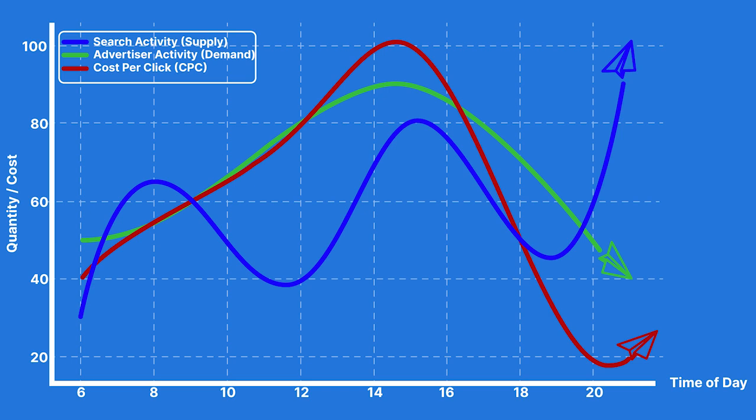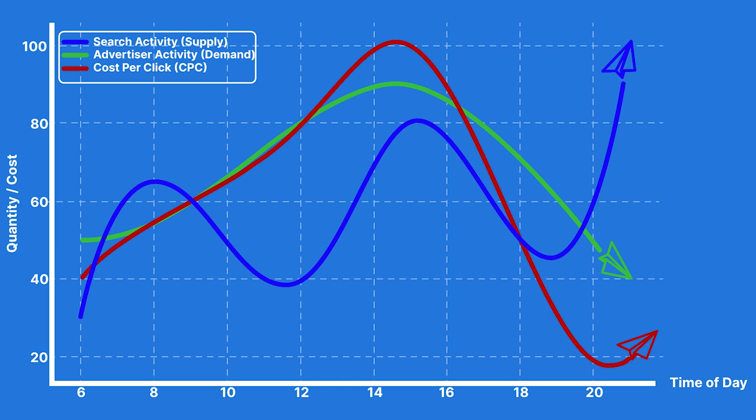Then we also have the green line, which represents the advertiser activity, or the demand. This is how much demand is coming through. And then we have the red line, the final line in this, which is the cost per click. They all have a slightly different dynamic, based around activity during the day. Think about a typical workday and what happens on it. These three lines can represent that, and we're going to discuss the interplay between them. So Zamir, do you want to take it from describing the blue line, the search activity and the supply? Yeah, sure.